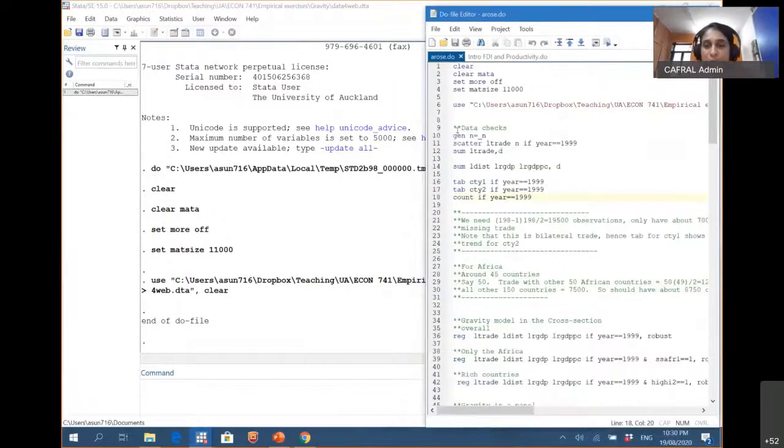Okay, so the first thing we do, what do we do when we get a data set? Anyone, what's the first thing you do when you get a data set?